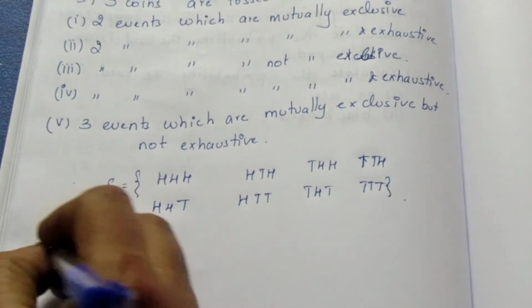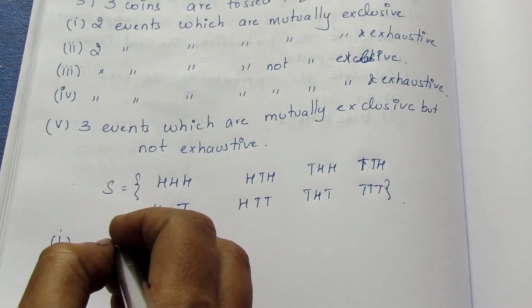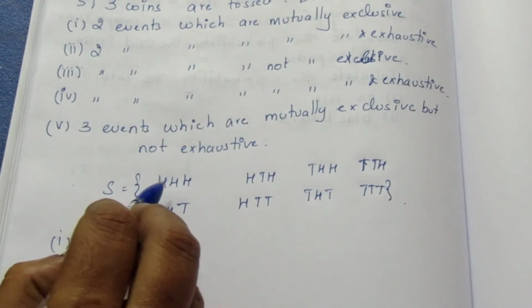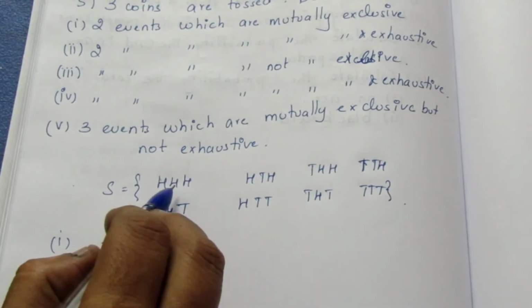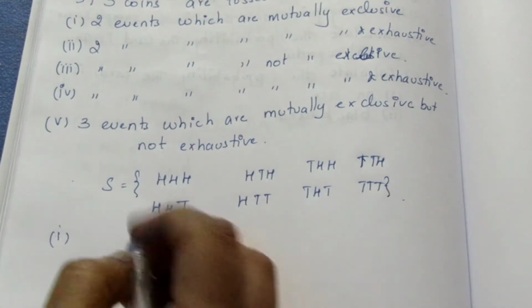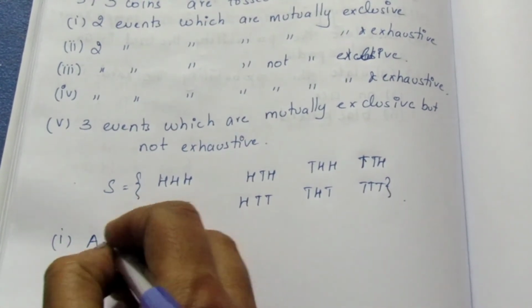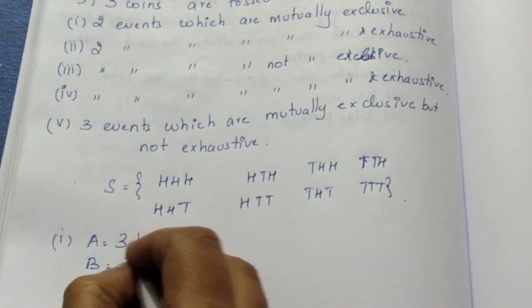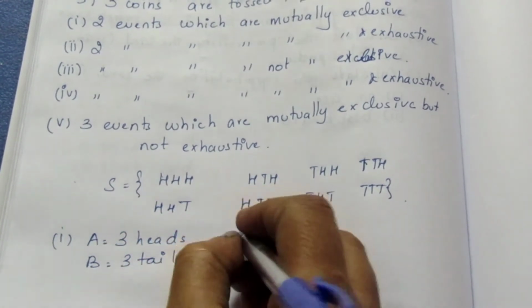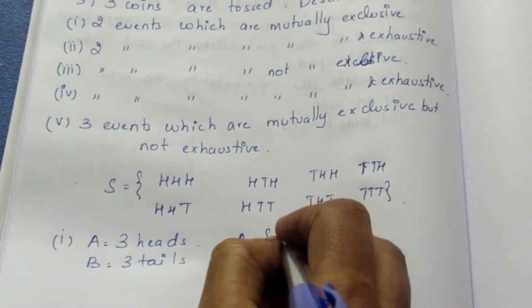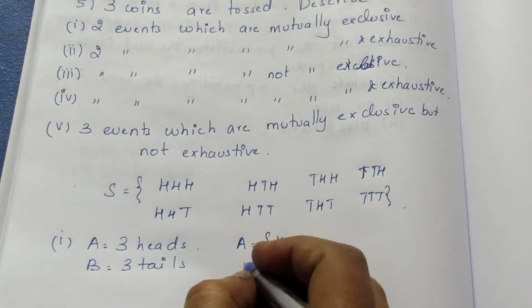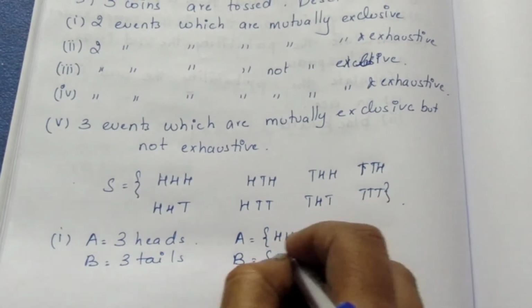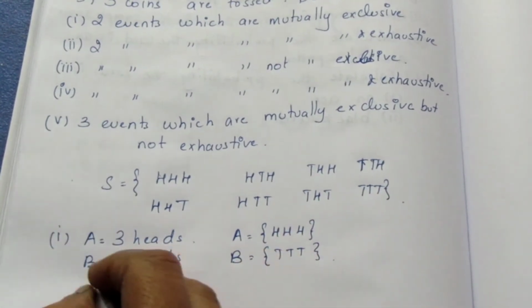Your first subdivision is 2 events which are mutually exclusive. That means the events should not have elements which are the same. Here I am taking A to be 3 heads and B to be 3 tails. So therefore A will be H, H, H and B will be T, T, T.